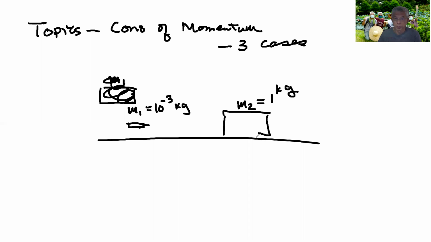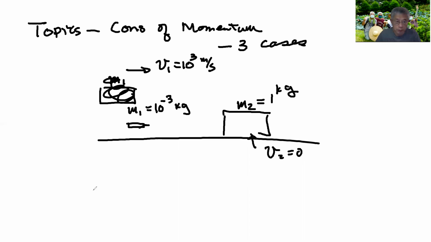All right, and M2 was sitting at rest right now, so V2 is equal to 0. And V1 is a fast speed, say 10 to the 3 meter per second. So that's very fast, okay? I don't know if I can find a bullet that fast. I'm going to assume that there are three different situations.